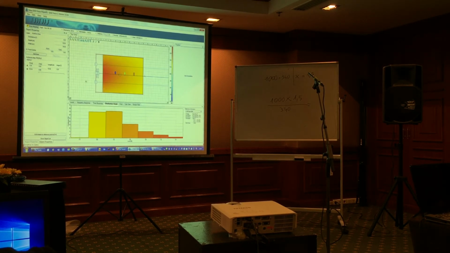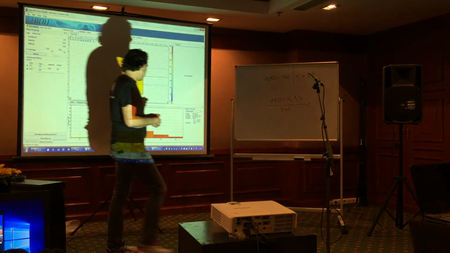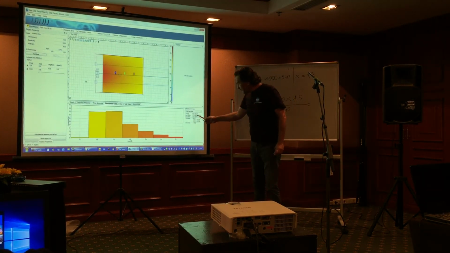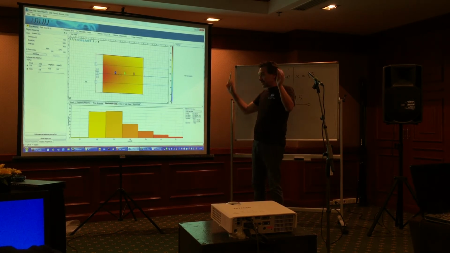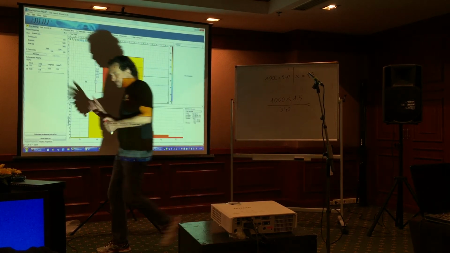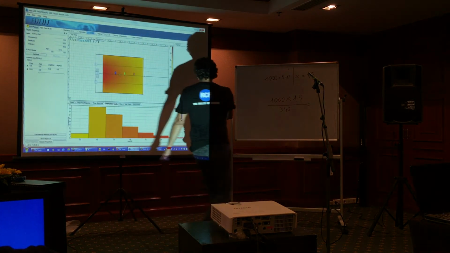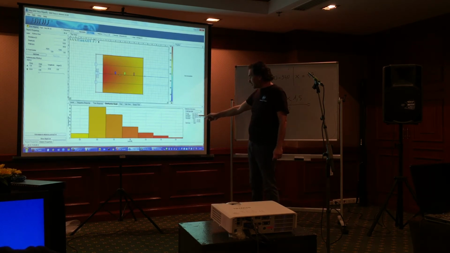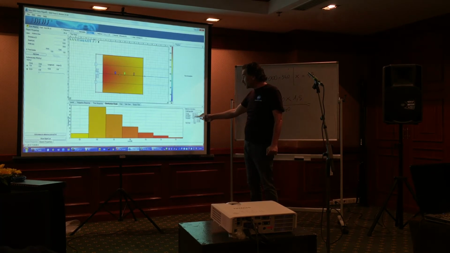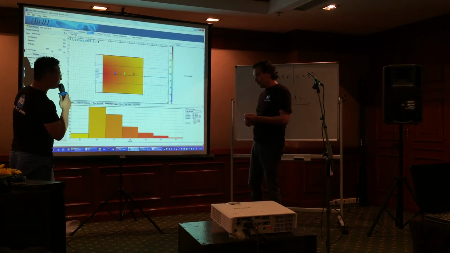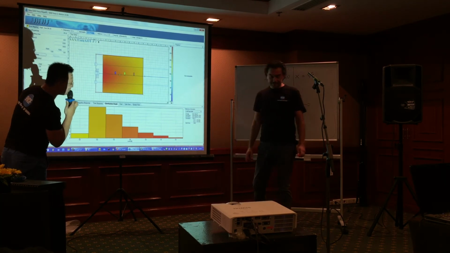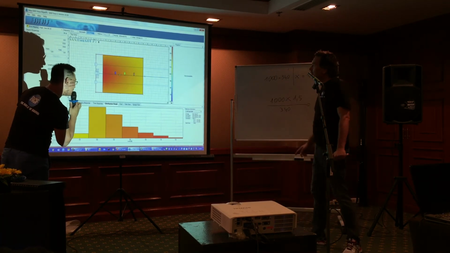As you can see, the total SPL broadband, excuse me, is 125 dB average with 129 maximum and 122 minimum.